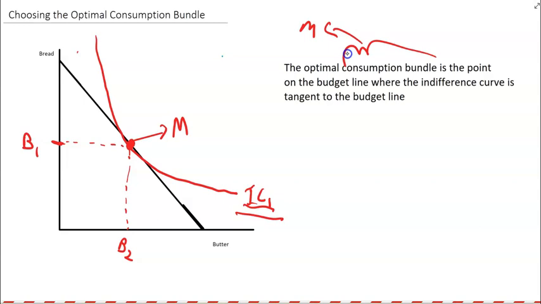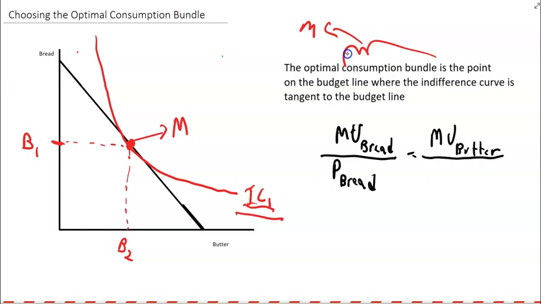Well, we can see that the marginal utility of bread divided by the price of bread at point M is going to equal the marginal utility of butter divided by the price of butter. So at point M, the additional utility I get from consuming one additional unit of bread, which is the marginal utility, divided by the price of bread. Think about it: the marginal utility per dollar that I spend on bread will equal the marginal utility of butter divided by the price of butter. So this is where we find our optimal consumption bundle.